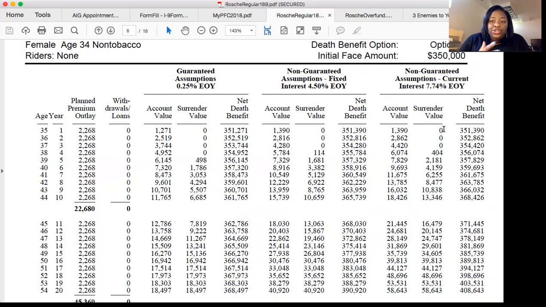Each policy has a surrender period. So it's like you have to keep the money in there a little bit of time before you're able to utilize it. So the surrender value is 0, so I can't use it. But if I was to die within the first year, my family would get $351,000. That's just the regular death benefit.